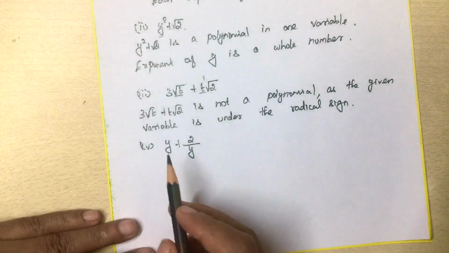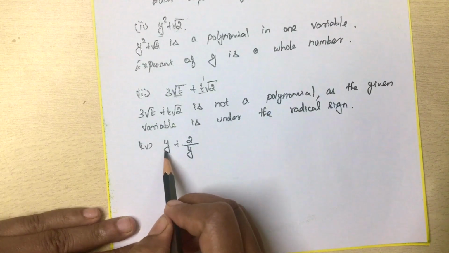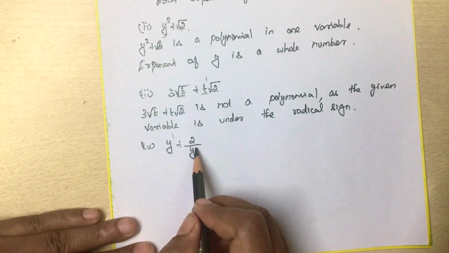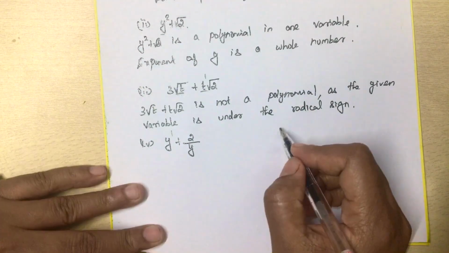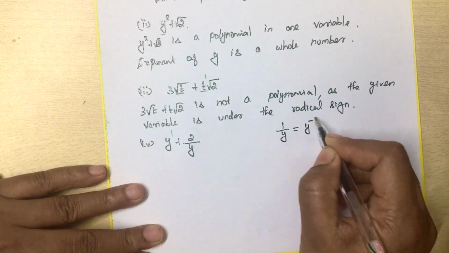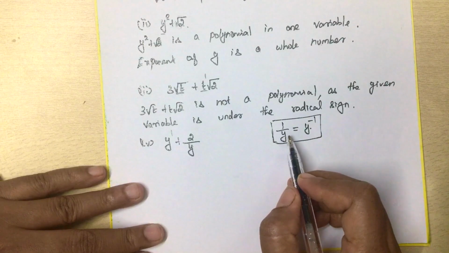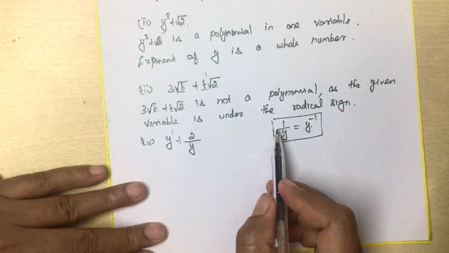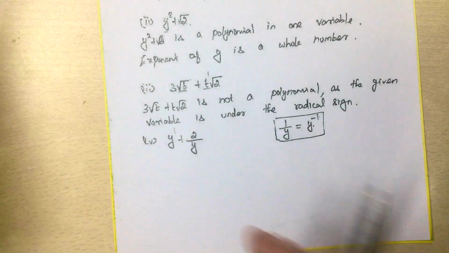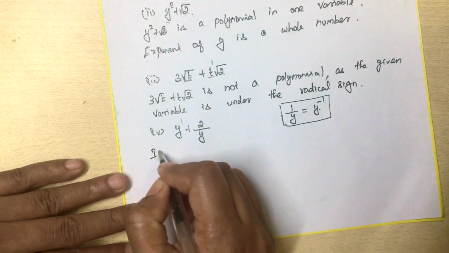The fourth subdivision, y plus 2 by y. We have the variable here as y. We know the degree is 1. Whereas what is the degree of y here? We know that 1 by y is y power minus 1. We know that a negative exponent is always equal to a positive fraction. So now 1 by y will be written like this, y power minus 1. The degree should not be negative. Definitely this is not a polynomial.